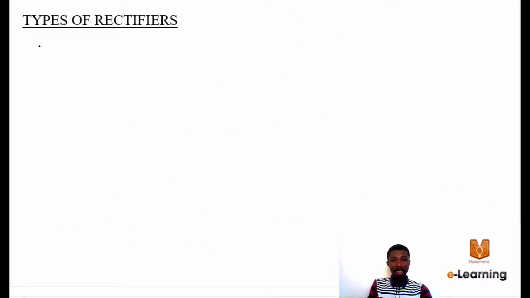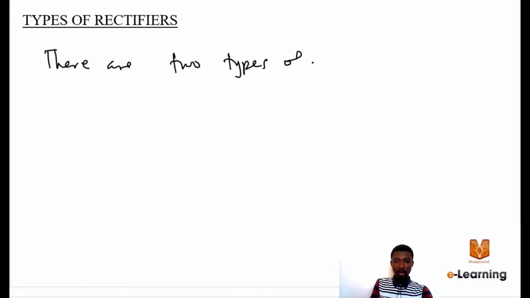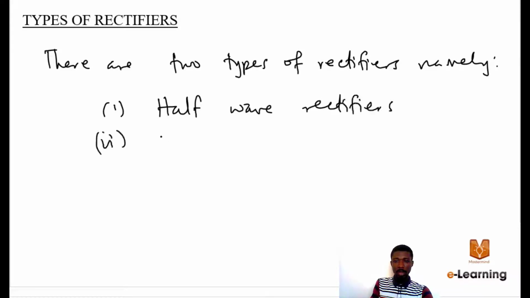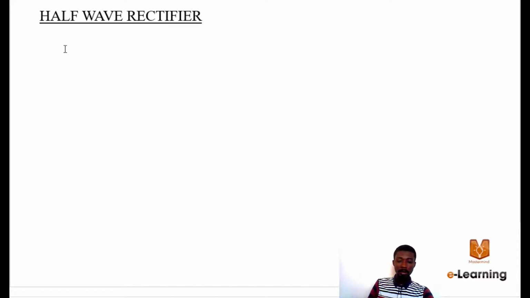Now let's look at types of rectifiers. There are two types of rectifiers, namely the half-wave rectifiers, secondly the full-wave rectifiers. Let's look at the half-wave rectifier. A half-wave rectifier is a type of rectifier which allows only a half cycle, either the positive half cycle or negative half cycle of the AC signal, whilst the other half cycle is blocked.